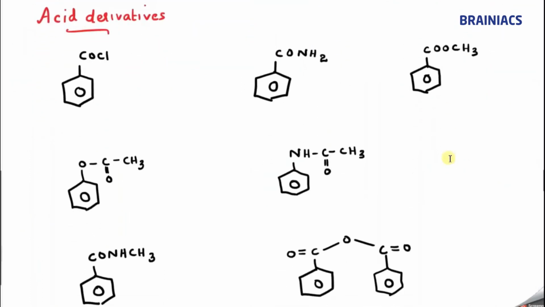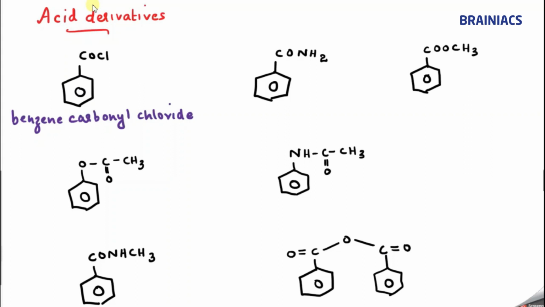Now we will go to the acid derivatives. In acid derivatives, this one we already discussed. Can anybody tell the name of this compound? We know that this is benzoyl chloride, or the more correct one is benzene carbonyl chloride. Sometimes in books you could see benzoyl chloride, that is the old name, that is also correct IUPAC, but the more correct IUPAC is benzene carbonyl chloride.